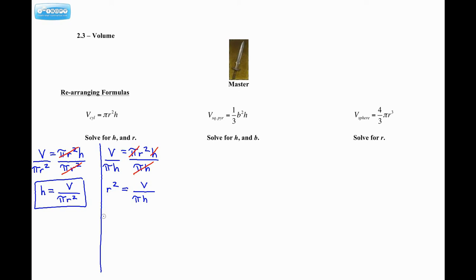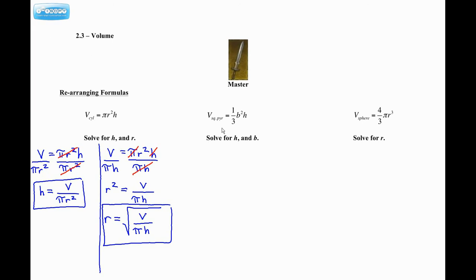But I want r. So the only way to get r is to effectively take the square root of both sides. So r is the square root of this entire mess. Volume over pi times height. And I'll put that in a box. Okay. So you're not expected to memorize these formulas, but on an exam, you would of course be given this one, and you would be expected to be able to manipulate them and solve for either of these variables on your own. Let's try a couple more.